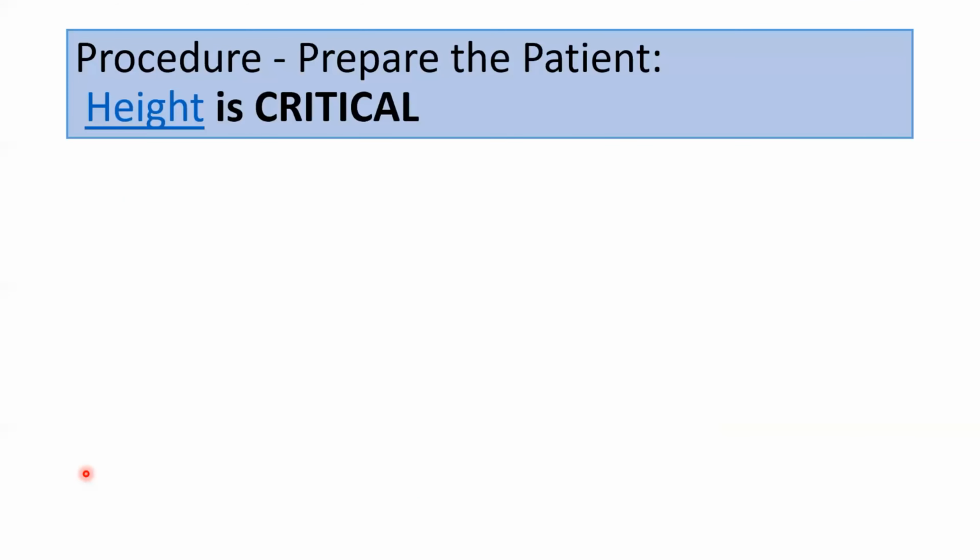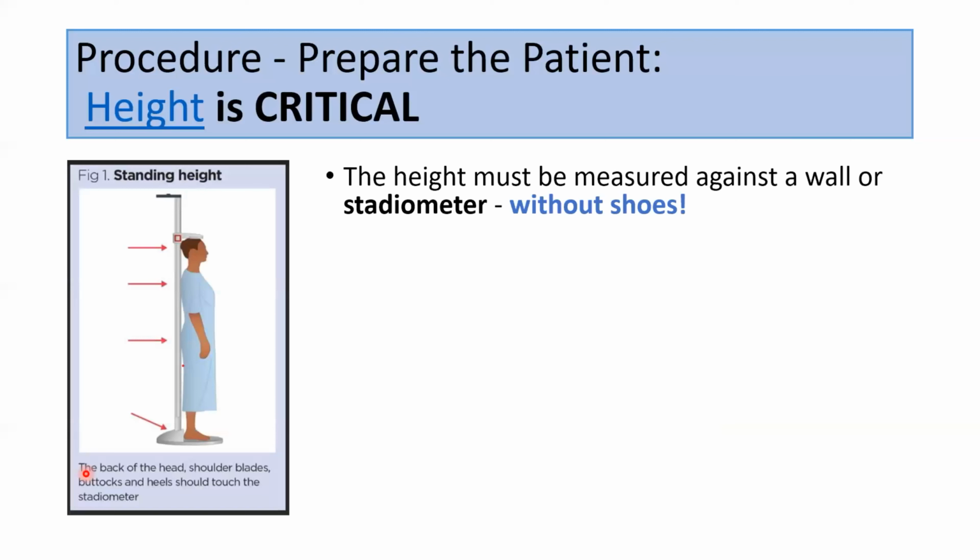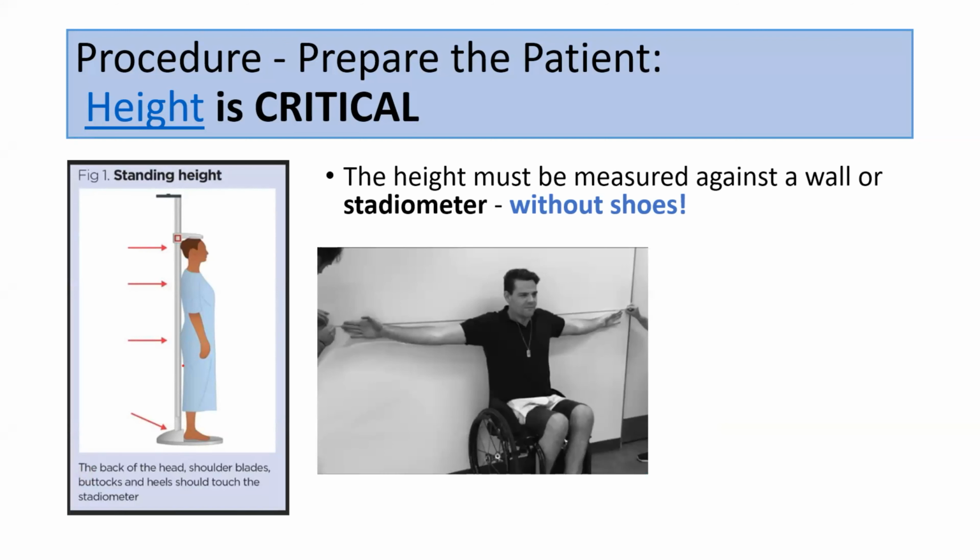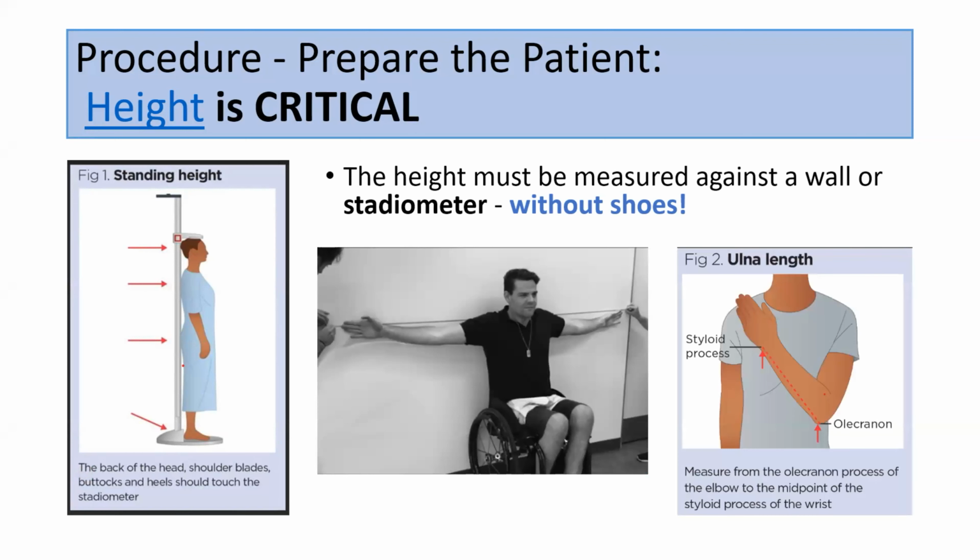All right. The height must be measured without shoes, with the feet together, standing as tall as possible with the eyes level and looking straight ahead, and the back flush against the wall or stadiometer. For patients unable to stand, height may be estimated using an arm span or an ulnar length, which should be measured in calipers. Take a note that the arm span is actually a two-person job.